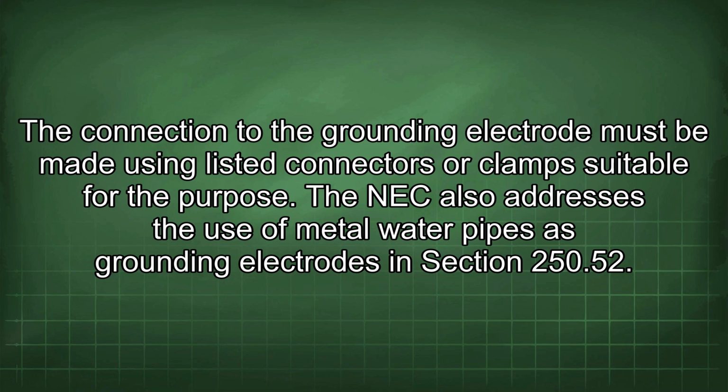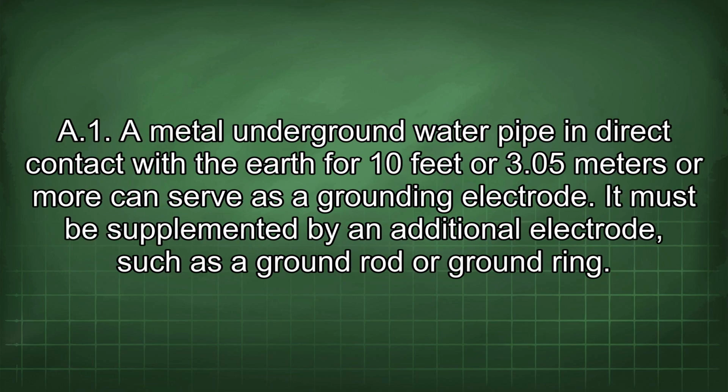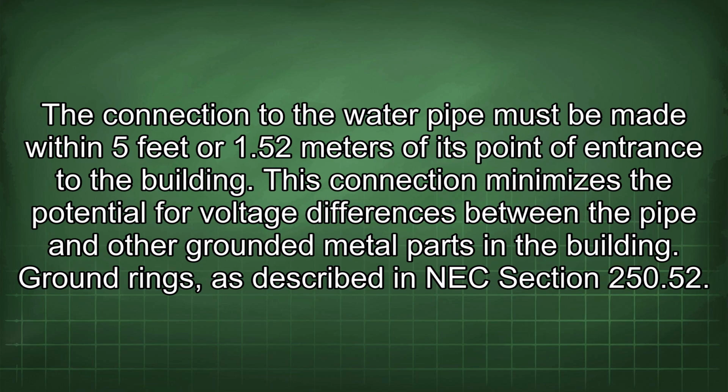The NEC also addresses the use of metal water pipes as grounding electrodes in Section 250.52(A)(1). A metal underground water pipe in direct contact with the earth for 10 feet or 3.5 meters or more can serve as a grounding electrode. It must be supplemented by an additional electrode, such as a ground rod or ground ring. The connection to the water pipe must be made within 5 feet or 1.52 meters of its point of entrance to the building. This connection minimizes the potential for voltage differences between the pipe and other grounded metal parts in the building.